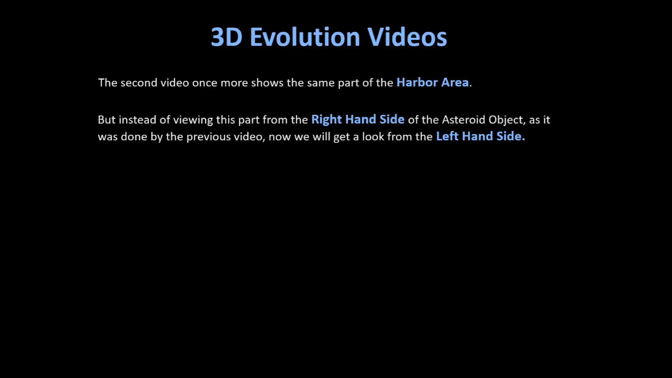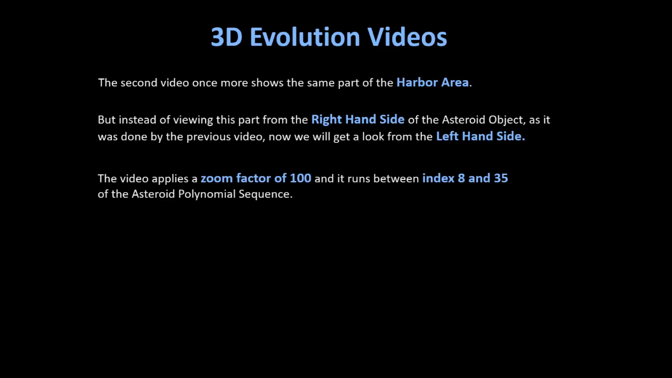The second video once more shows the same part of the harbor area. But instead of viewing this part from the right-hand side of the asteroid object, as was done by the previous video, now we will get a look from the left-hand side. The video applies a zoom factor of 100 and it runs between index 8 and 35 of the asteroid polynomial sequence.